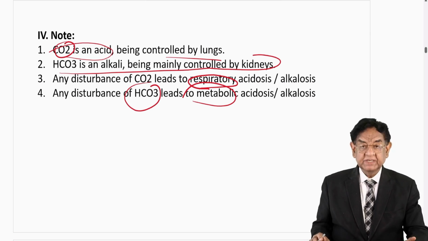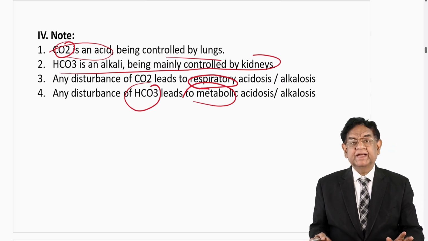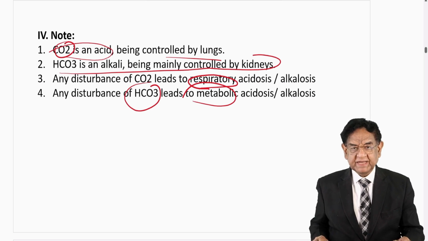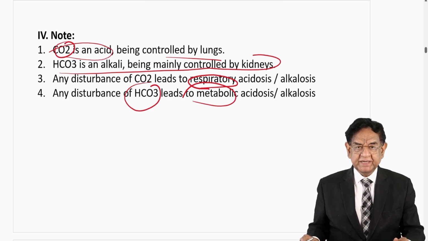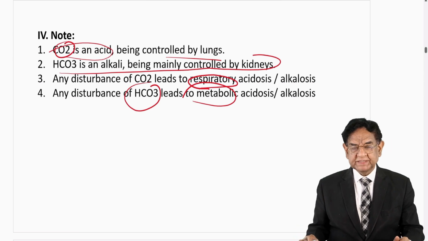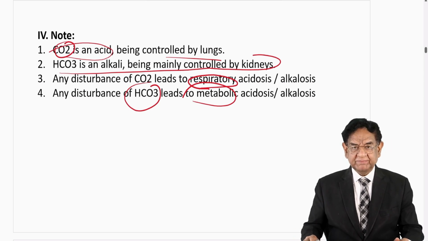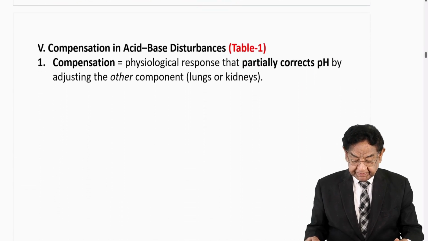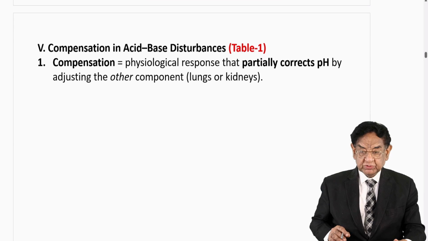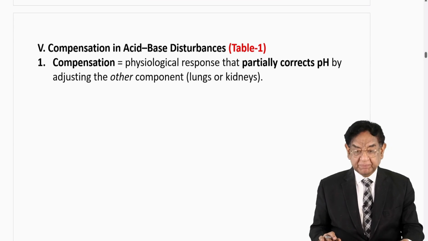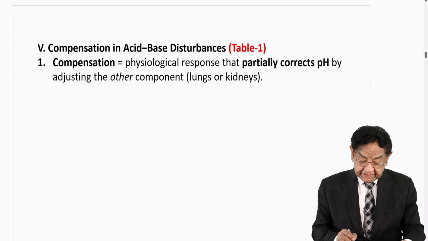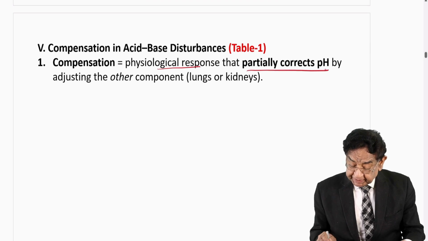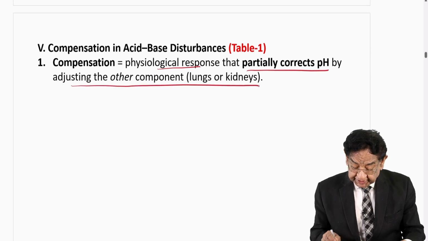So friends, now your basics are very clear: when we say metabolic, that means there is some problem of bicarb. When I say respiratory, there is some problem of CO2. All these are the basic fundamentals, and I'll be using these in the coming slides. So now we talk about compensation. First I read the definition, then I'm going to explain it to you. Compensation is a physiological process that partially corrects pH by adjusting another component.